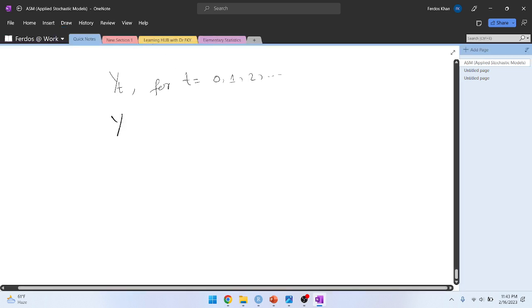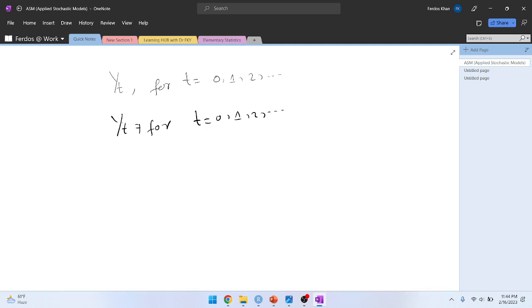Okay, so you can write now on the board. This is for t equal to 0, 1, 2, and so on. This is your time series, which you record the value at. It's maybe temperature, precipitation, economics and financial time series, etc.